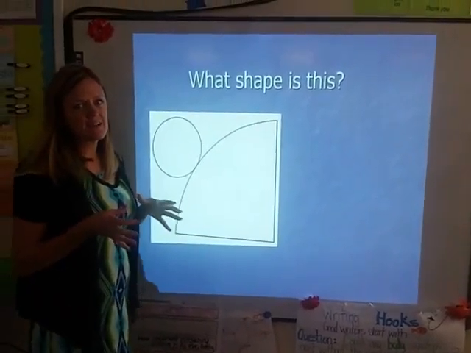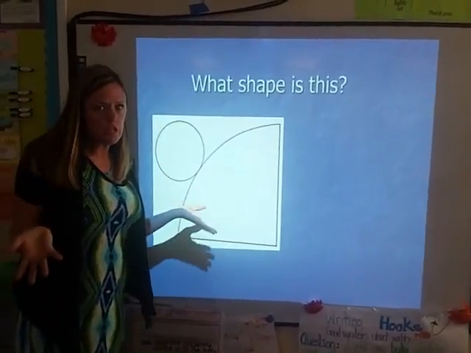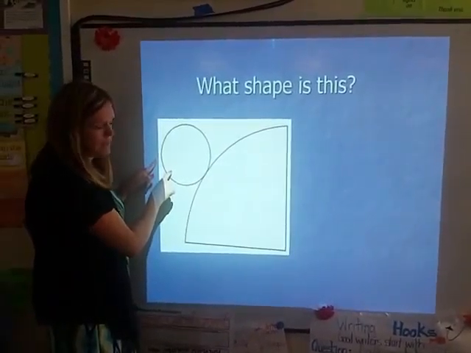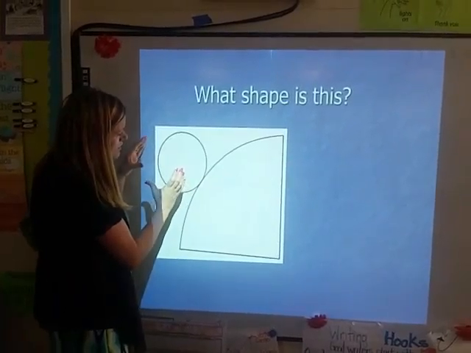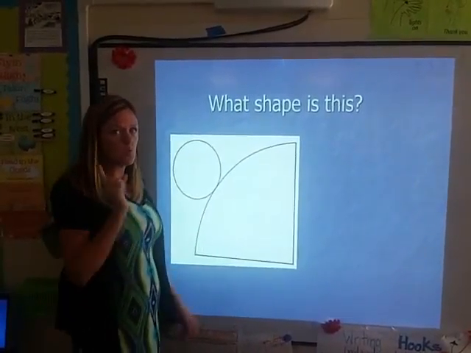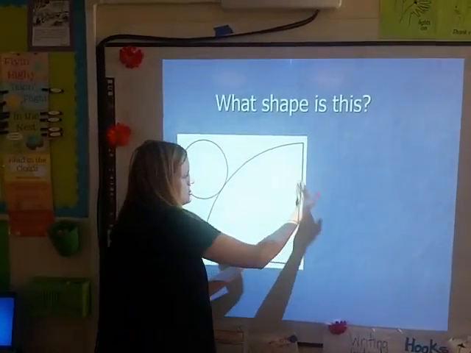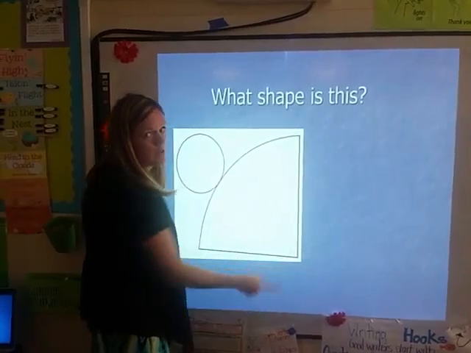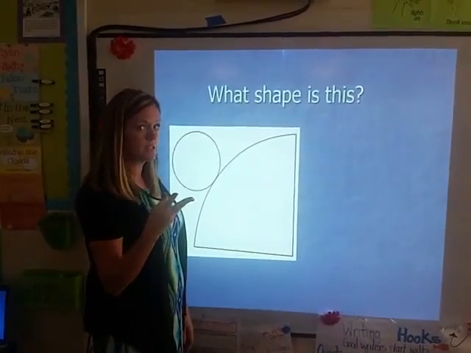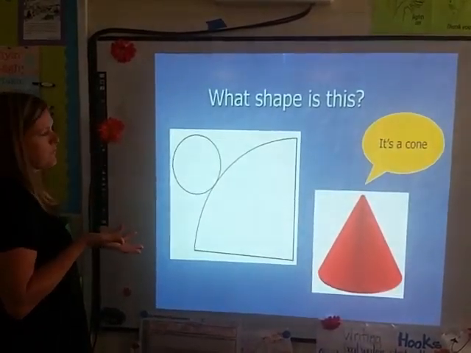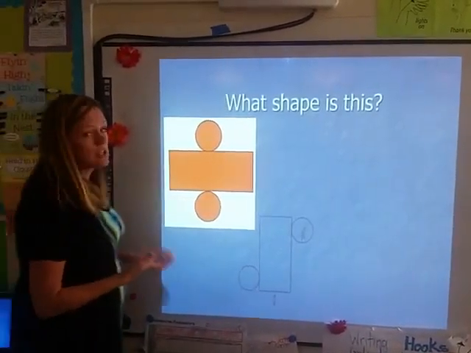So now we have a net. How do I look at this and decide, well, what shape is it? Well, you want to look for that. This is your base. And remember, all cylinders and cones have circle bases, but how many bases? One. And then when we take these two ends together, it's going to make our curved surface, and here's our vertex. One base, curved surface, vertex. What is it? It's a cone.